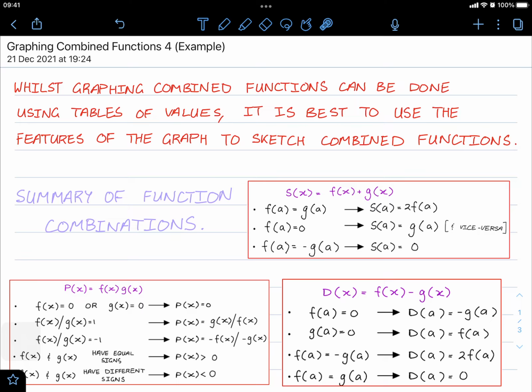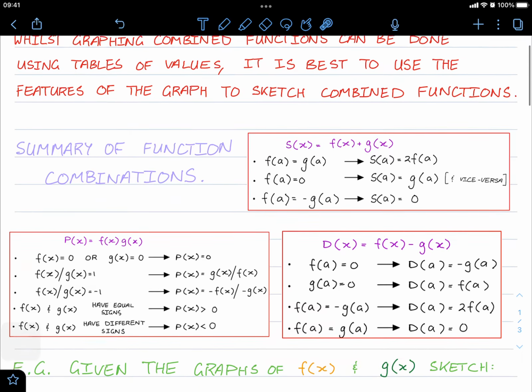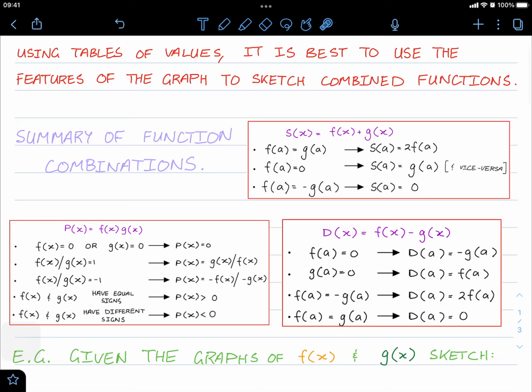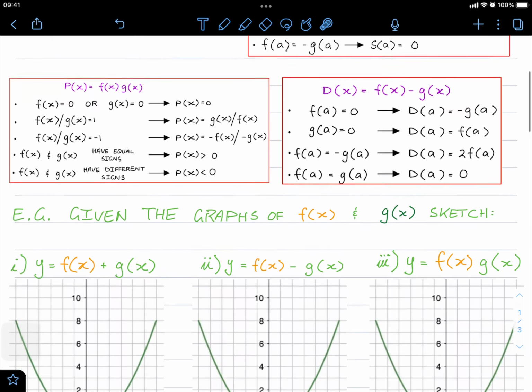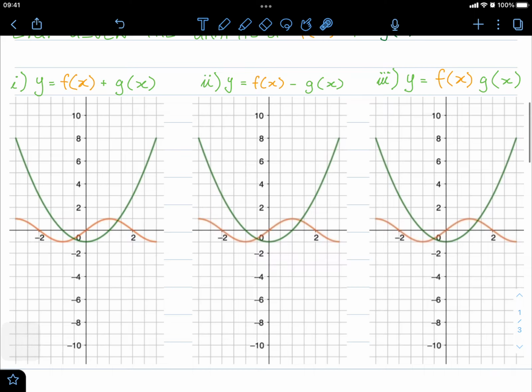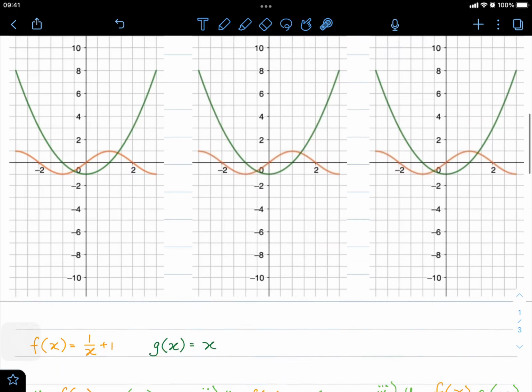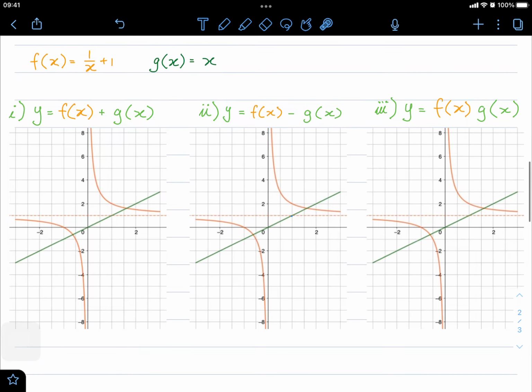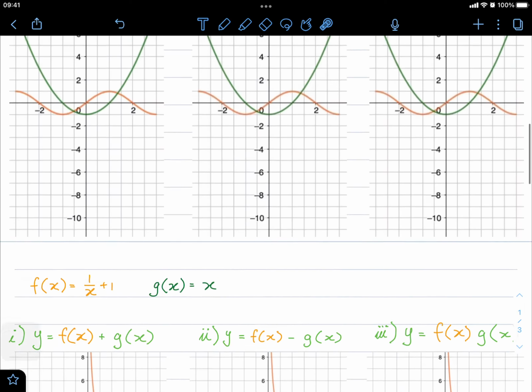Whilst graphing combined functions can be done using a table of values, it is best to use the features of the graph to sketch combined functions. So here's a summary of all the major guidelines that you can use to find the sum, the difference, and the product of two functions. You can pause the video and give this a go yourself with these two functions. So here we go.